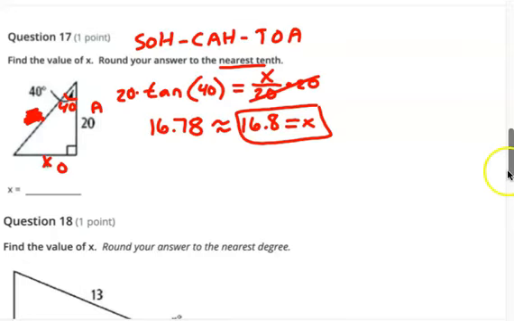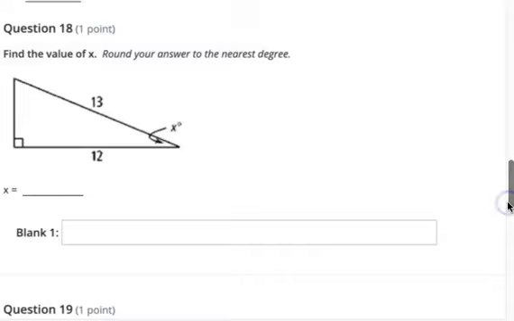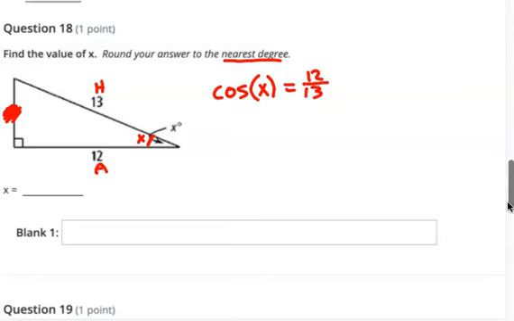Okay, question 18. The value of x, round to the nearest degree, that's the nearest whole number. So this is an inverse trig problem. Here's the angle that we care about. First thing, label the hypotenuse, the opposite side, and the adjacent side. There's nothing by the opposite side, I don't need it, so all that's left is A and H, which is my hint to use cosine. The cosine of the angle, that's x this time, is equal to the adjacent side over the hypotenuse, 12 over 13.